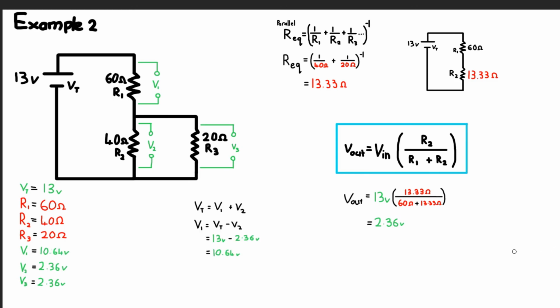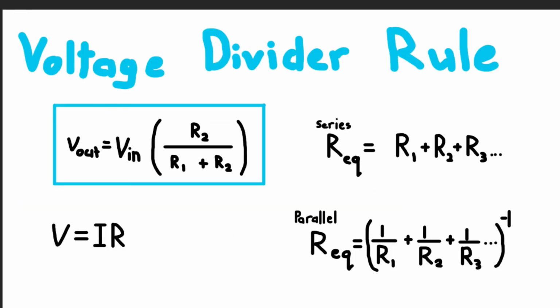So V3 is 2.36 volts, and because V2 is in parallel, it's the same as V3. Now we can rearrange the formula from example 1 to give us V1 of 10.64 volts. And there you have it. That's the voltage divider rule.